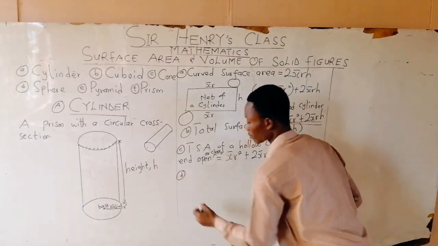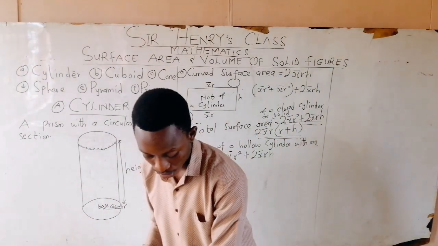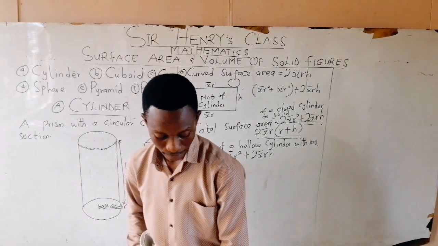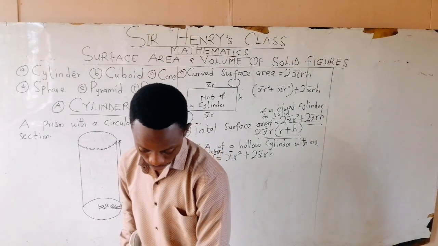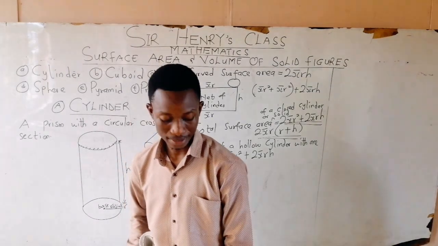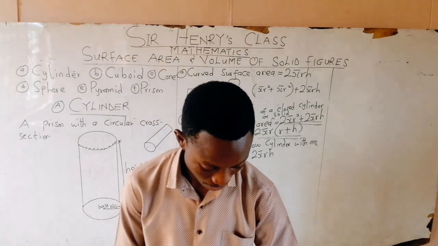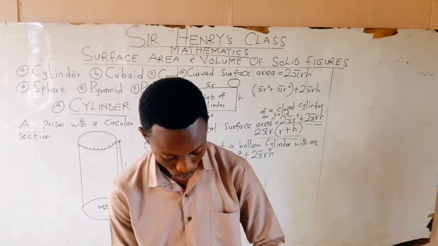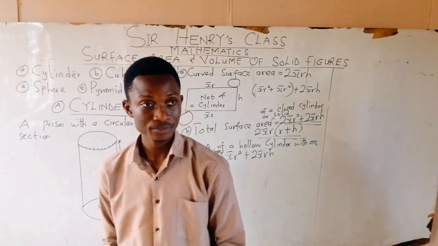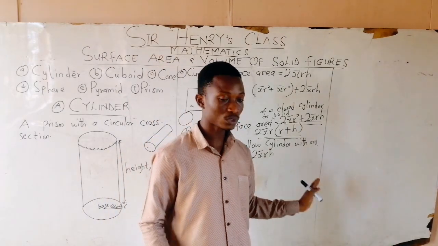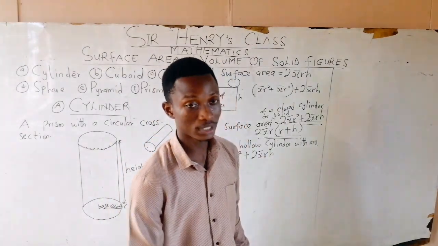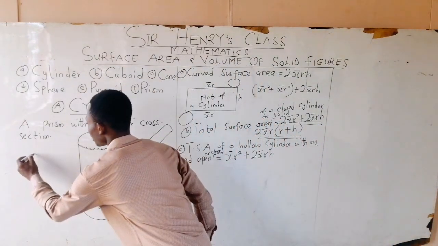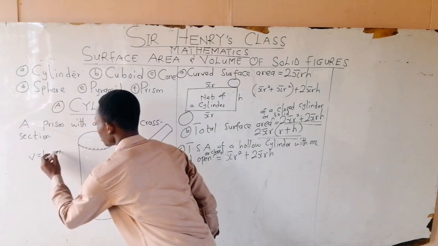Let's get going. The next one to be discussed is the volume of a cylinder. So how do you find the volume of a cylinder? Well, this topic is talking about the total surface area and volume. So now that we know the total surface area, how do you find the volume? Basically, this is my cylinder. Volume is given by base times your height.